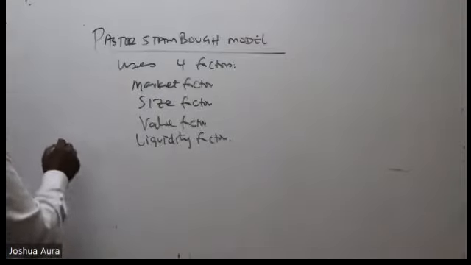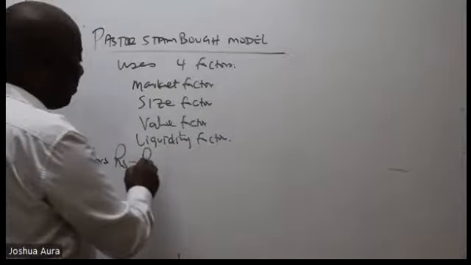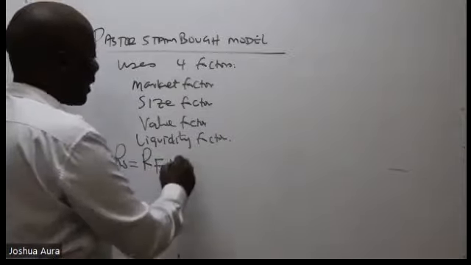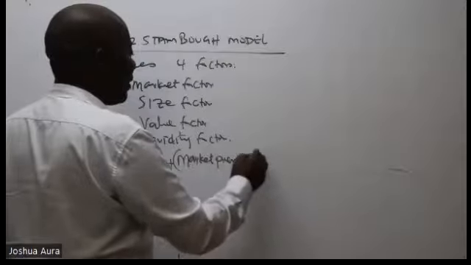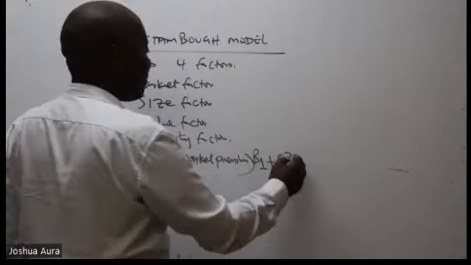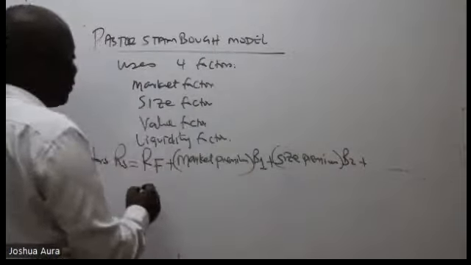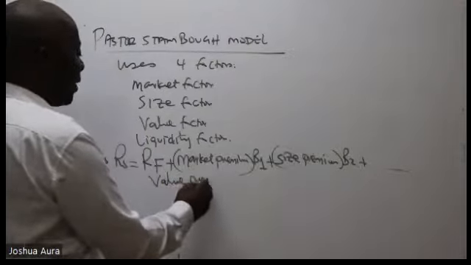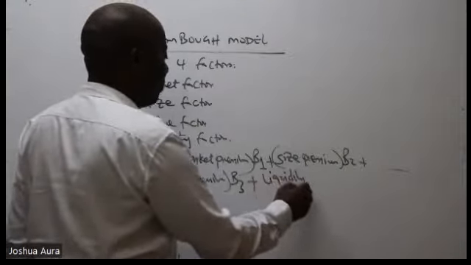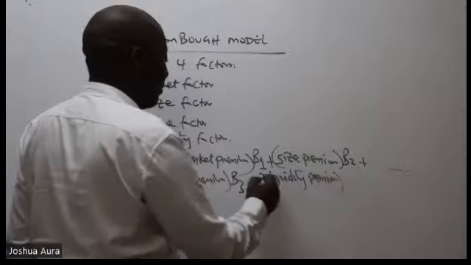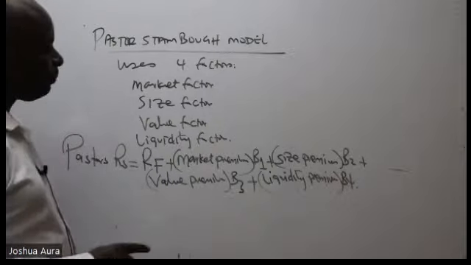So basically, to get the Pastor returns of a security, I'll pick the risk-free rate of return plus the market premium multiplied by beta 1, plus the size premium multiplied by beta 2, plus the value premium multiplied by beta 3, plus, in this case here, the liquidity premium times beta 4.